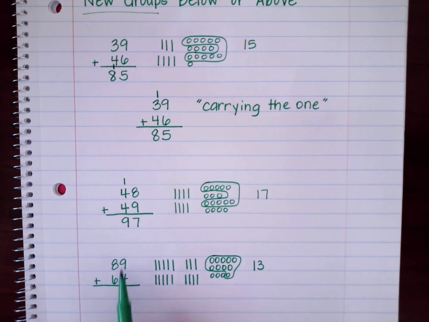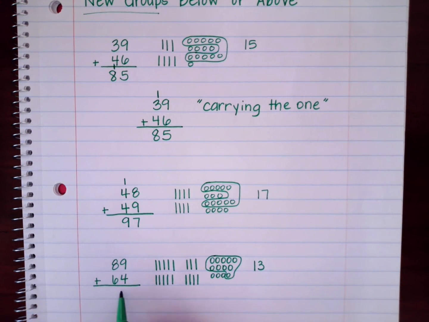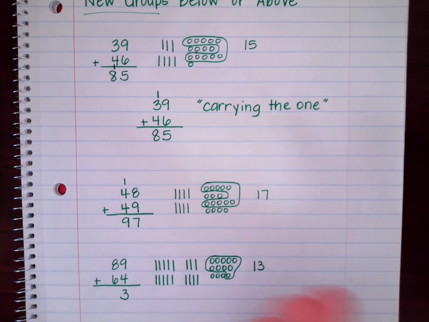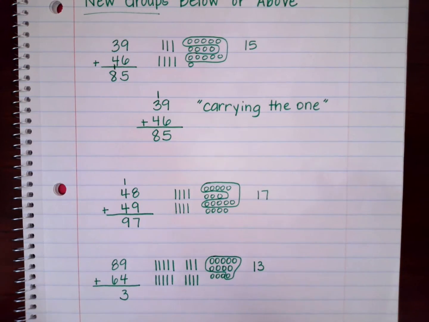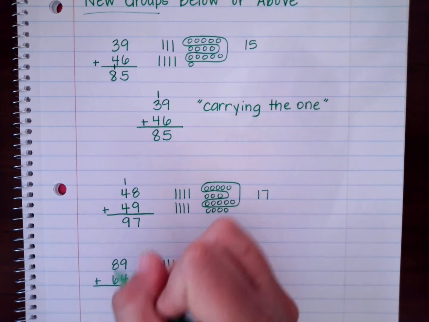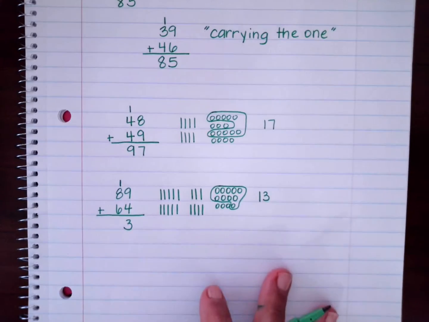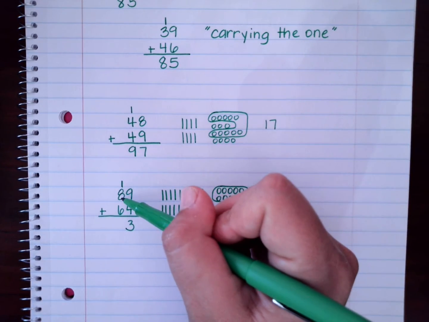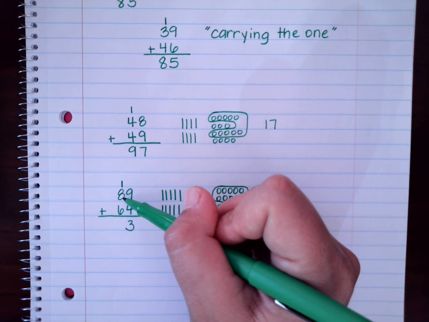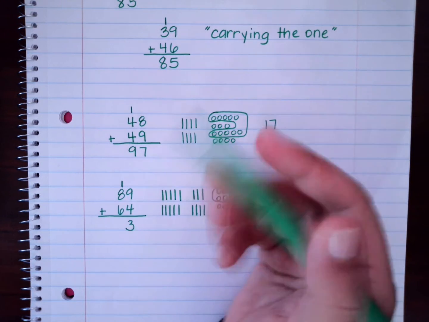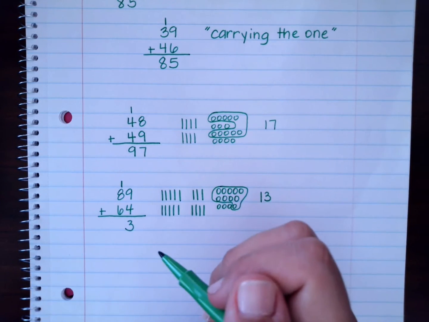So what is there room for in my ones town? There's room for those 3 ones, right? Those get to stay. Now, what has to go? My new group of 10, right? So you choose, does it go above or does it go below? I like to put mine above. And now I can add. I have 1 plus 8 is 9, plus 6 more is 15.